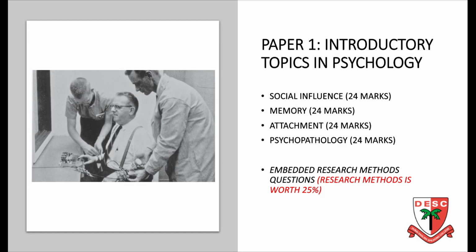So for the first one, paper 1, introductory topics in psychology, each section is worth the same amount of marks as you can see here. So social influence is worth 24 marks, and we study things like Milgram's study of obedience. Memory, we learn about how we remember things, what can influence our ability to remember. We learn about eyewitness testimony and policing. Attachment, we look at here about how children develop. And psychopathology, we look at some key mental health disorders, for example, phobias and OCD.